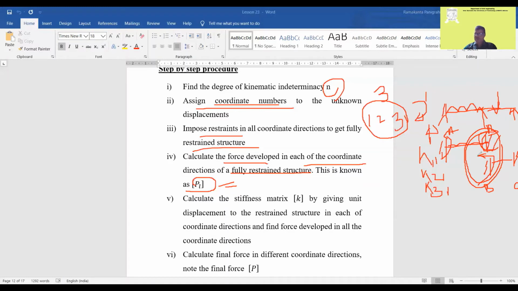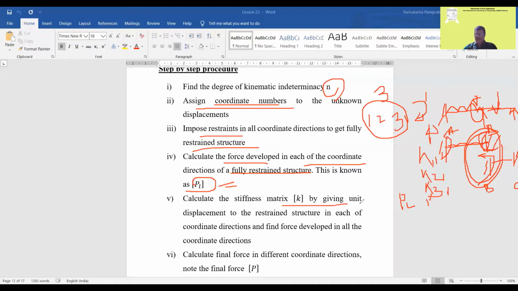That is, at the joint, you find the forces developed due to the restraint condition of all these coordinates, to which you have already assigned your degrees of freedom. Now, once you find this PL value, the P value will be given in the problem itself. P value means the load applied at the joint. Suppose here a moment is applied, so that will be the P value, the applied load. Okay. So P minus PL you can find out. Then calculate the stiffness matrix K.